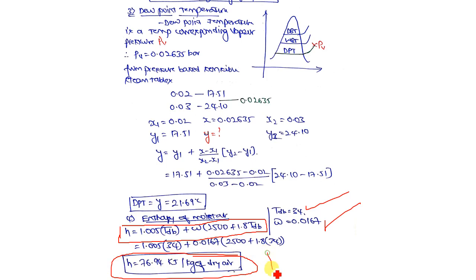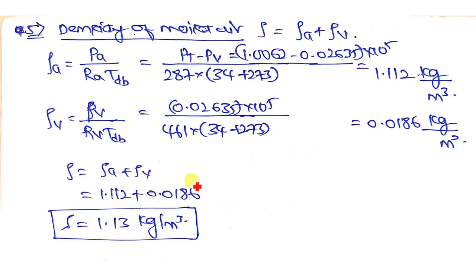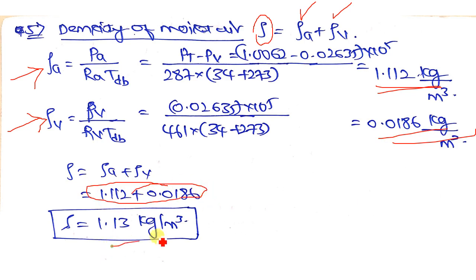Next, density of the moist air. In the sense it is the summation of the density of the dry air and the density of the water vapor. Calculate the density of the air separately and the density of the vapor separately using the ideal gas equation. Just substitute the things, it is a common substitution. You will calculate the density of air as this much and density of vapor as this much. Add these two to get the total density of the moist air as 1.313 kg per meter cube.